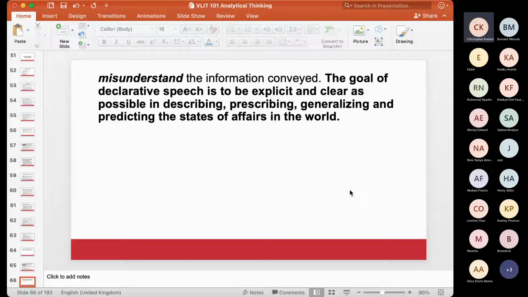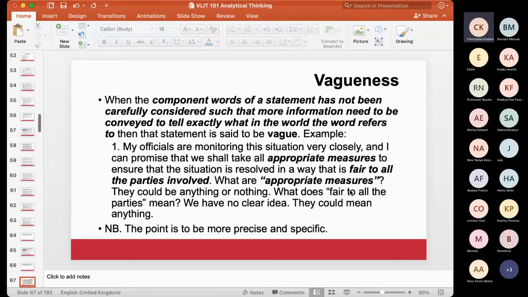So let's look at these three linguistic vices that I have just referred to: vagueness, ambiguity, and then equivocation, starting with vagueness. When we talk about vagueness, we are referring to when the component words of a statement have not been carefully considered, such that more information needs to be conveyed to tell exactly what in the world the word refers to. Then that statement is clearly vague. For example, I use the word love. I love you. The word love is vague. So saying that you love even a person becomes problematic.